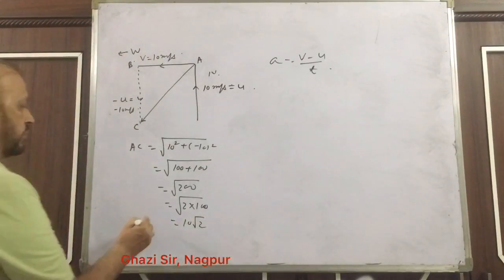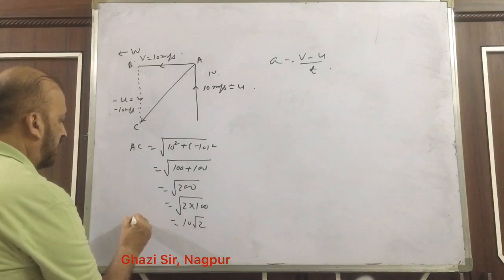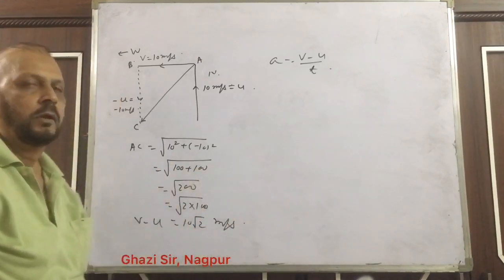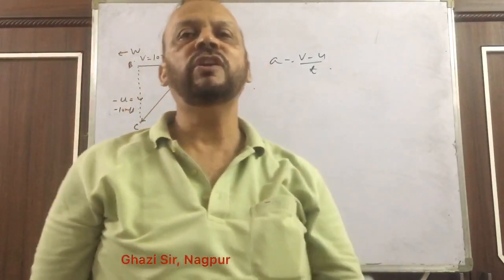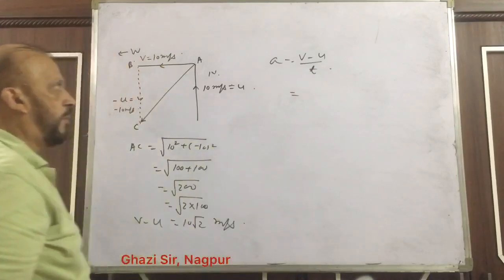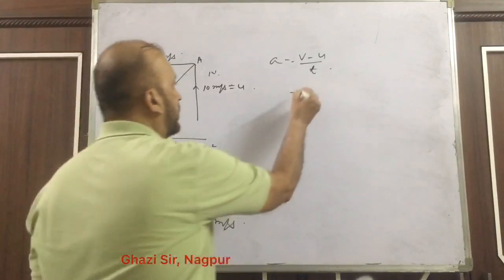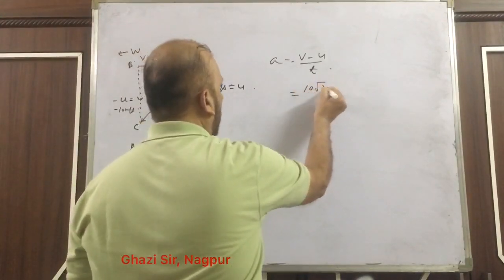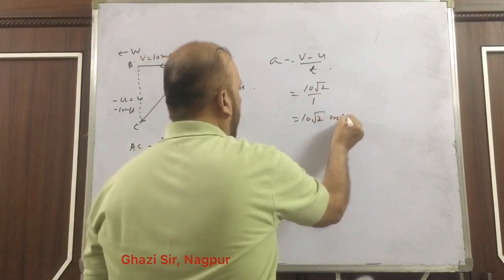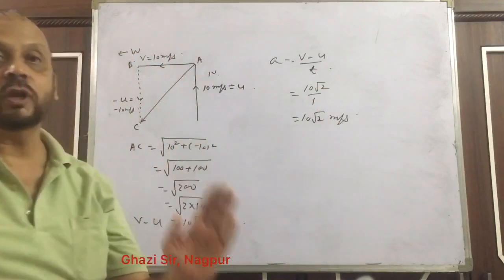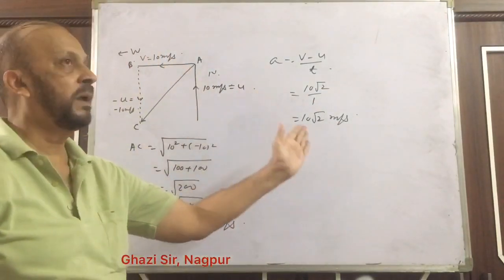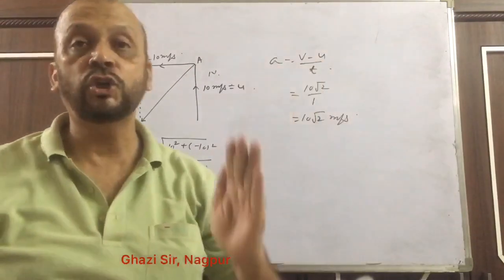So change in velocity, that is delta v or v minus u, is equal to 10 root 2 meter per second. Now suppose the time taken to change the direction is 1 second. So acceleration is equal to v minus u upon t. So v minus u is 10 root 2, time is 1, that is equal to 10 root 2 meter per second square is the acceleration. So the value of acceleration is 10 root 2 due to change of direction.